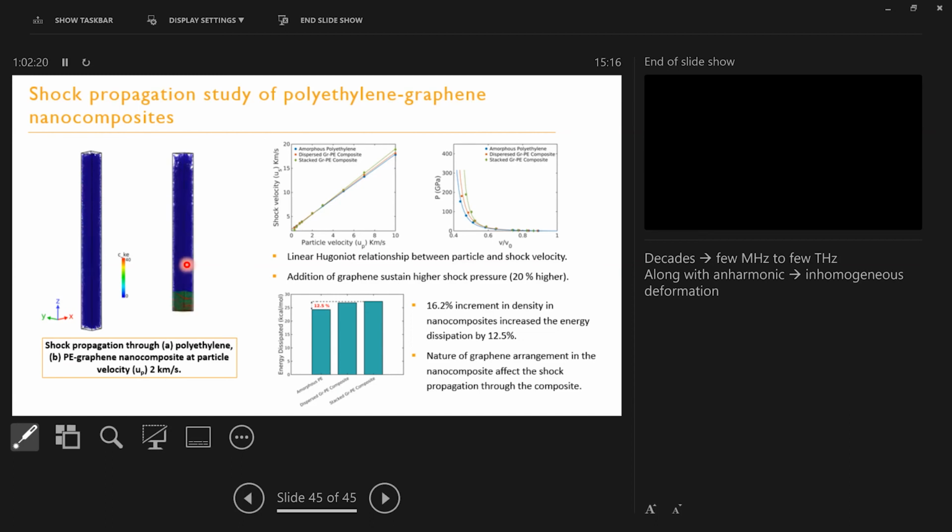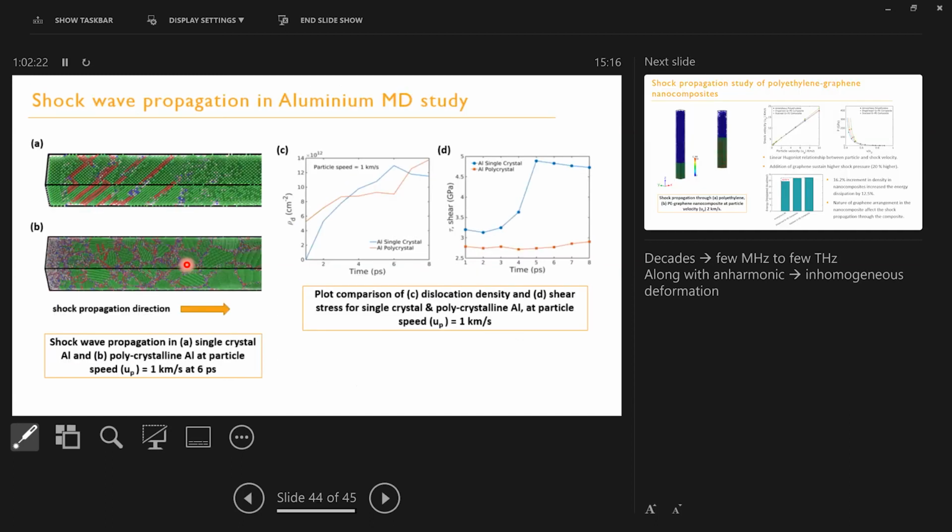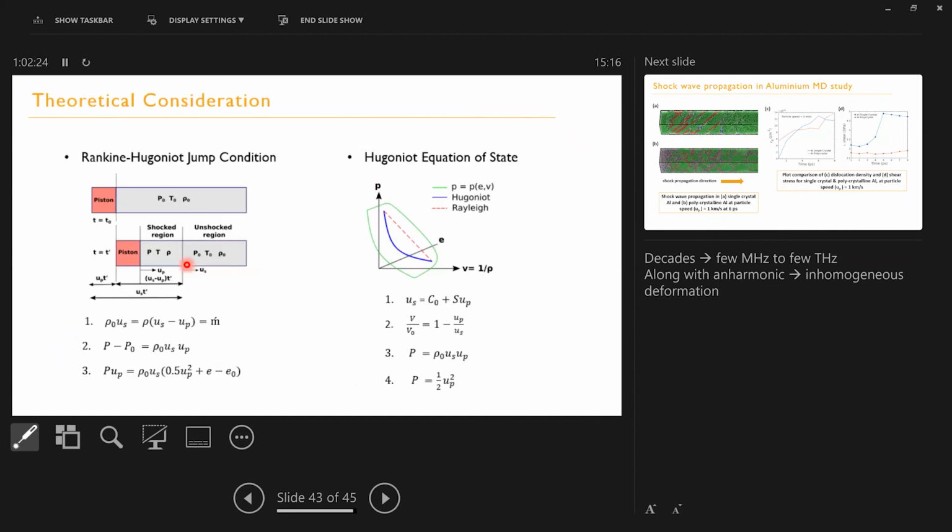Explain the shock wave. Okay. So basically, you have something called a piston, and this piston will impart a high velocity to your material. And what we typically monitor is the shock region where the shock wave has already passed versus the unshocked region. And naturally the shock region will undergo deformation, whereas the unshocked region will have different properties.